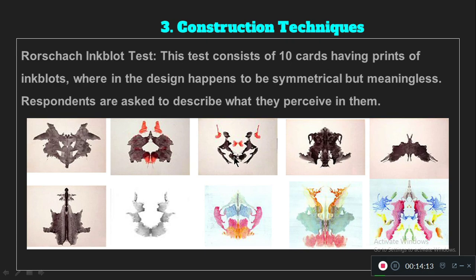So like that, some can say two girls are standing and they are trying to lift some object. So this is my perception. The perception can differ from one person to another person. So this is the Rorschach inkblot test having 10 cards.